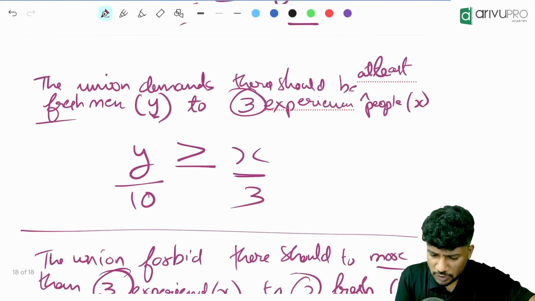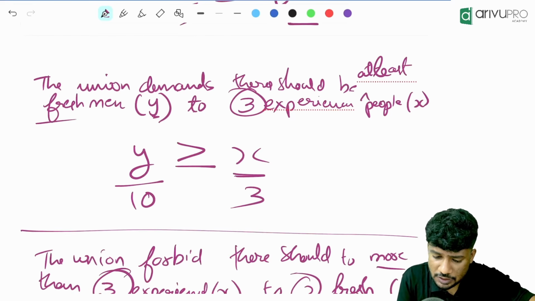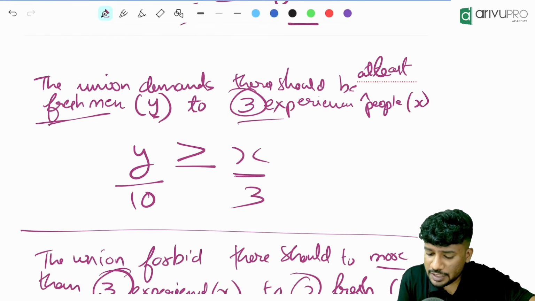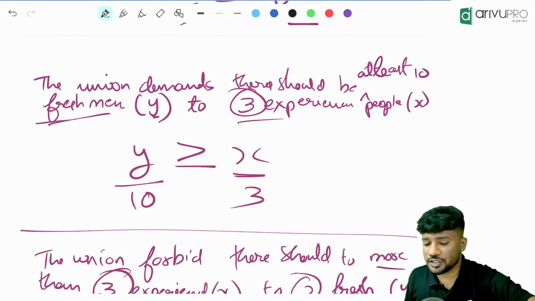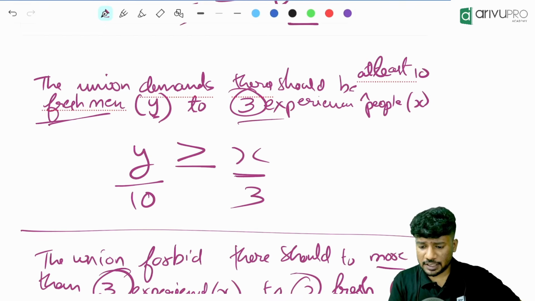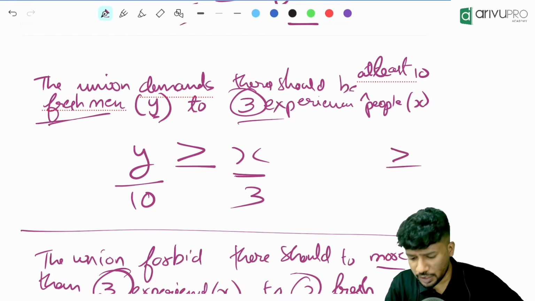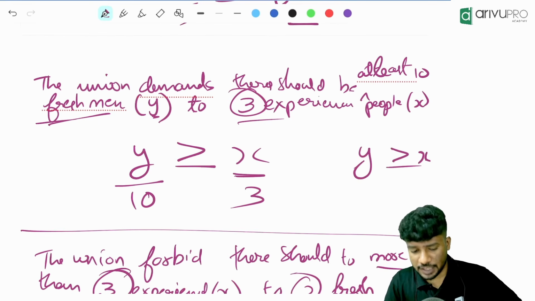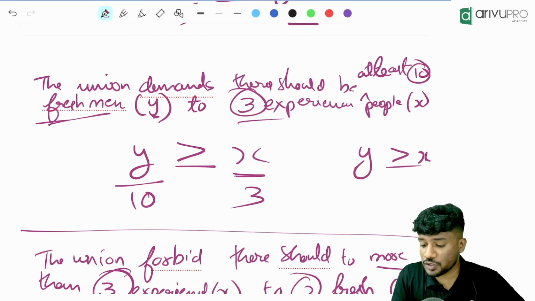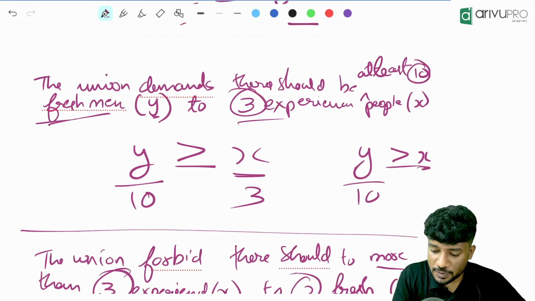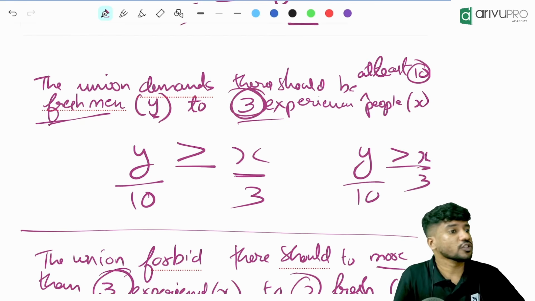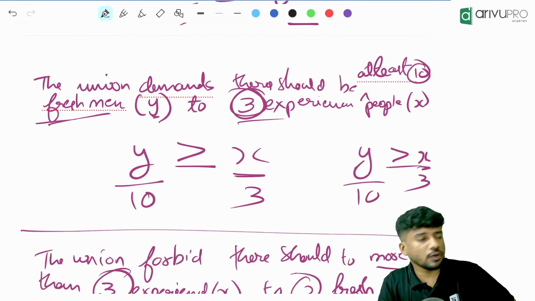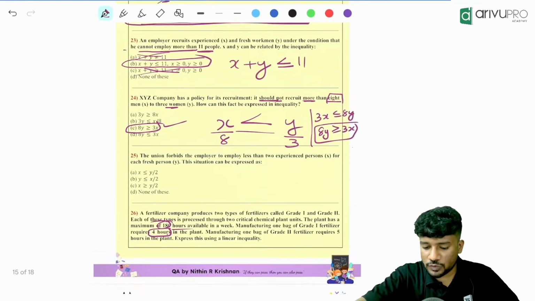Then this question, demand, there should be at least how many? At least 10 freshmen to 3 experienced people. So you will write it as what? The demand means at least means greater than or equal to, you directly write. Okay, Shruti? Then y freshmen, x experienced. How many freshmen are given in the question? Divide by 10. How many experienced are given? Divide by 3. So you can write it as y by 10 greater than or equal to x by 3.